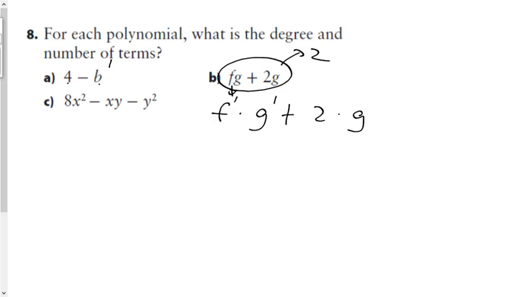And finally, Mike, redeem yourself, sir. C, how many terms? Degree of the entire trinomial is? 2 is correct. Each term has degree 2.